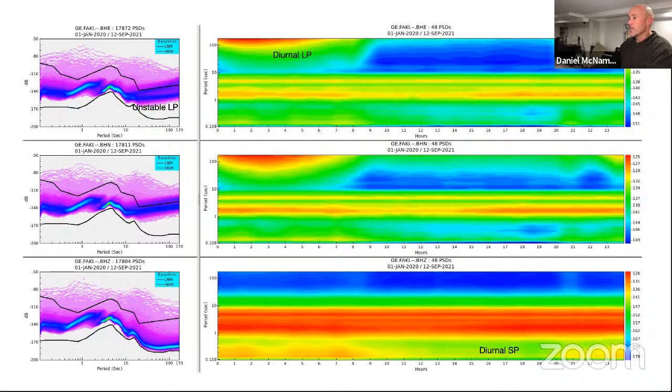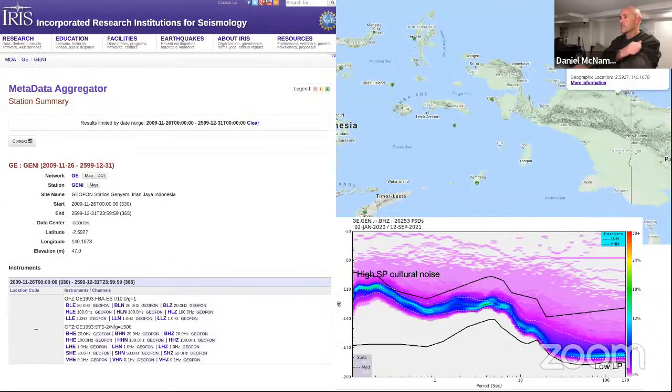And then the last station that I was able to process is GENI. This is on the North Shore of New Guinea. And it has fairly high short period cultural noise. So this is probably fairly near, close to a city or some roads. But the rest, the microseism is fairly standard for a station in this location, and has very low long period noise.